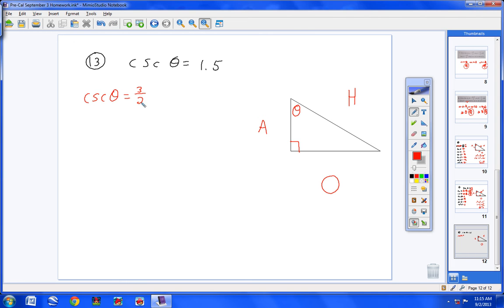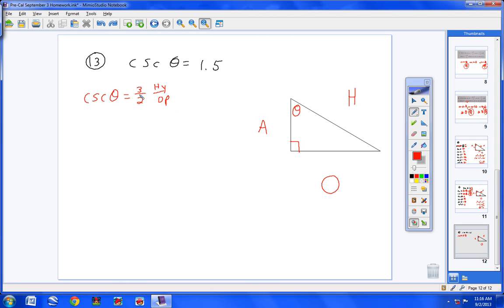Now, why did I do that? Well, I did that because I really want a fraction. Because if I have a fraction instead of a decimal, now watch what I can do. The formula for cosecant is hypotenuse over opposite. And now that I have a fraction, 3 over 2, I know the hypotenuse is 3 and the opposite is 2. Look, students, if I had left 1.5, there's no way I would have known these two sides. But if I convert 1.5 to 3 over 2, now I know 3 is my hypotenuse and 2 is my opposite side.